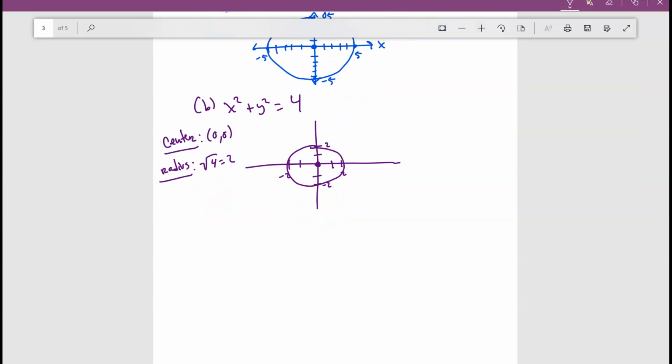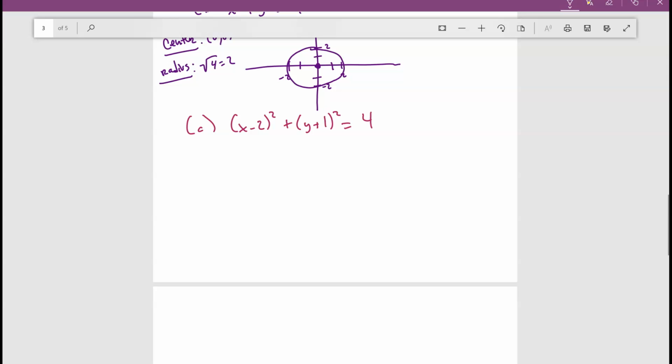Let's do another one. So let's say we have part C. Let's say we had (x minus 2) squared plus (y plus 1) squared equals 4. Now the center is not 0, 0. My center is now going to be at these two numbers. And remember, they're always the opposite. So this is a negative 2, so it's going to be a positive 2. This positive 1 is going to be a negative 1. The radius is going to be whatever the square root of 4 is, which is equal to 2. Now, how would you graph something like this?